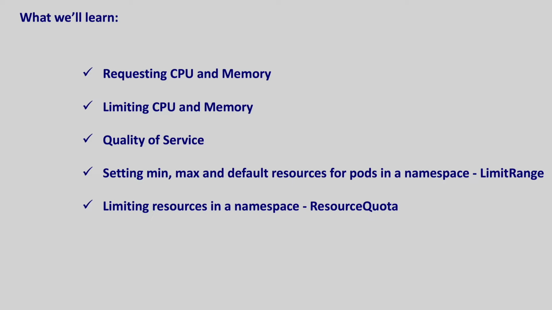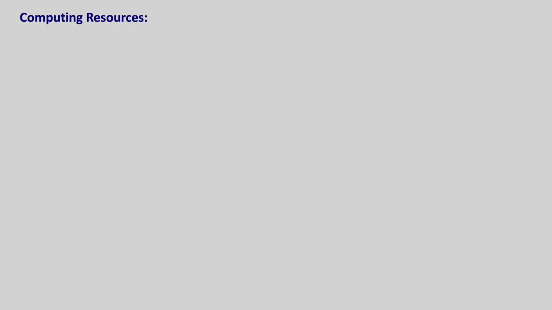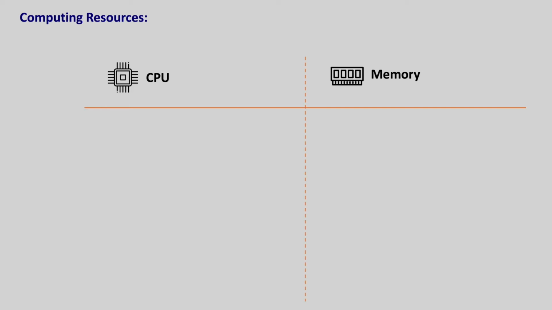Before jumping in, let us try to understand a few things about computing resources. Every node has resources like CPU, memory, and disk space. CPU and memory are called compute resources. We can request these compute resources from a node for later use. CPU is measured as a fraction of time. For example, 200 millicores are 1 CPU, which is equivalent to 1000 millicores.